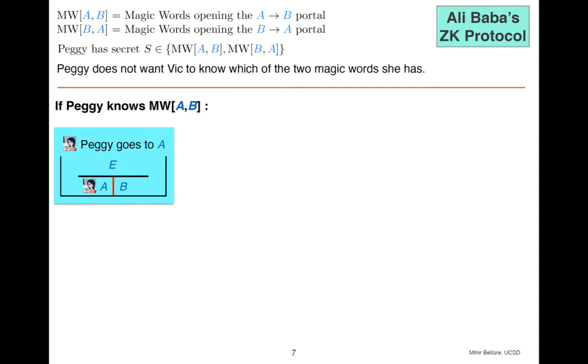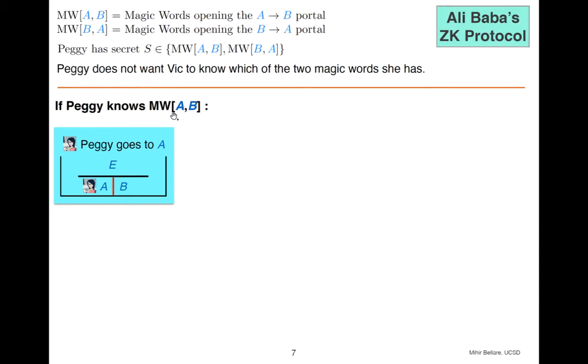So how does it start? Well, here's the sort of physical setup. This red bar represents the portal, and A is this side of it and B is this side of it. This represents some kind of wall, and you can't see through that wall. So what Peggy starts by doing depends on which of the two secrets she knows.